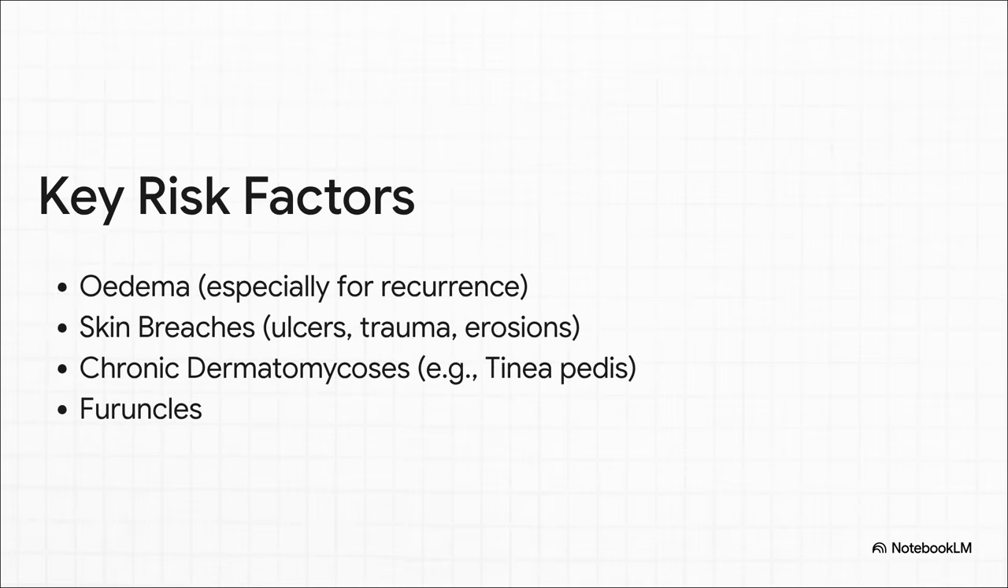So, what lets this infection in? Well, you need a break in the skin barrier. That could be something obvious, like a cut or an ulcer. But it can also be subtle, like the tiny cracks between the toes from athlete's foot or tinea pedis. And here's a huge one, edema or swelling. If you have underlying lymphedema, your local immune system just can't keep up. It's a massive risk factor, especially for recurrent infections.